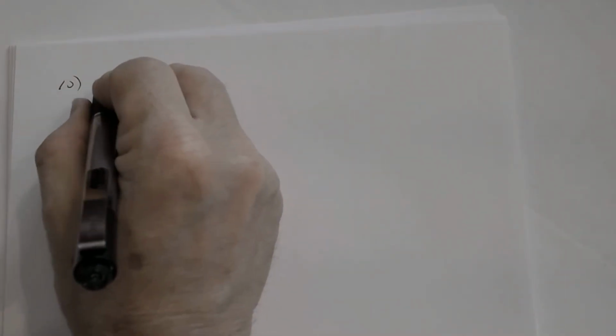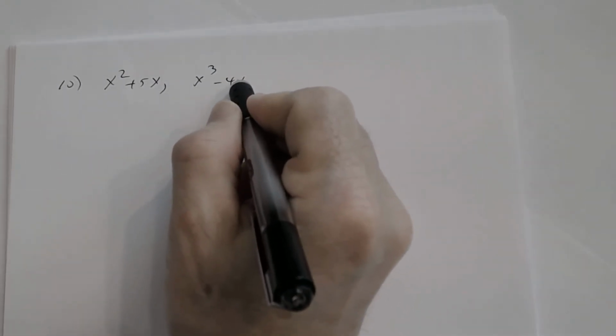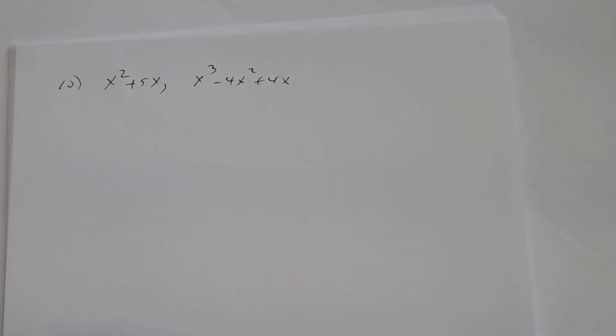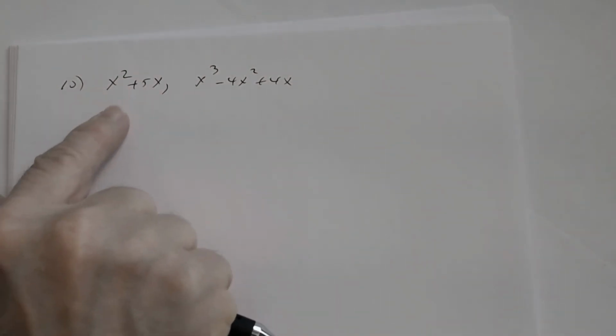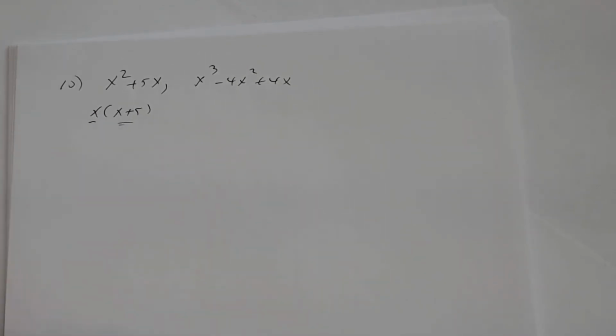Let's look at number 10. Number 10, we have, let's say, x squared plus 5x, and then x cubed minus 4x squared plus 4x. All right. So based on what we talked about a while ago, see you have polynomials. What must you do first before you find the least common multiple? Well, you got to factor first. Okay. So let's factor that first polynomial. So I can factor out an x, and I get x times x plus 5. Okay. So your factors are x and x plus 5.